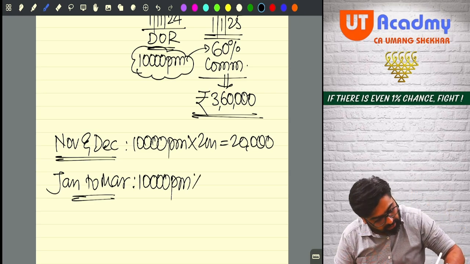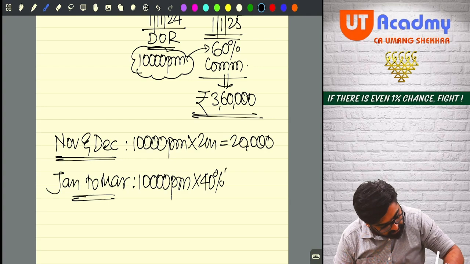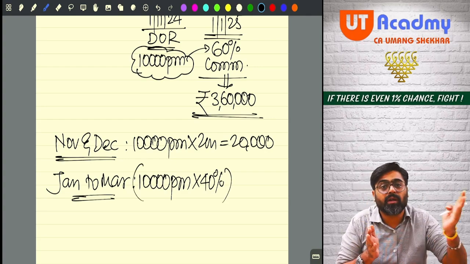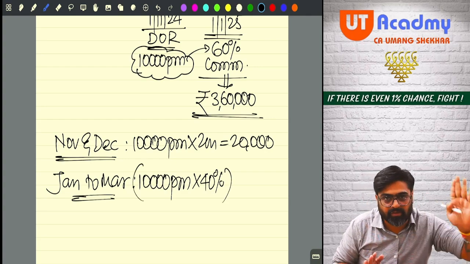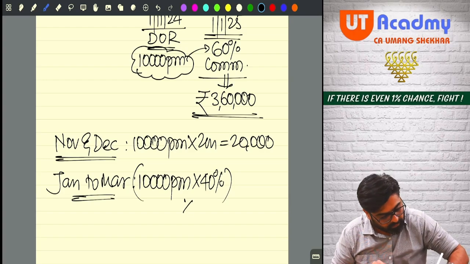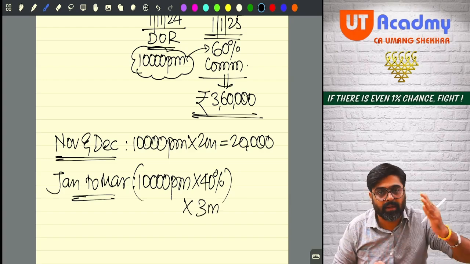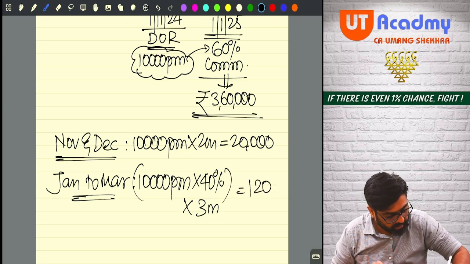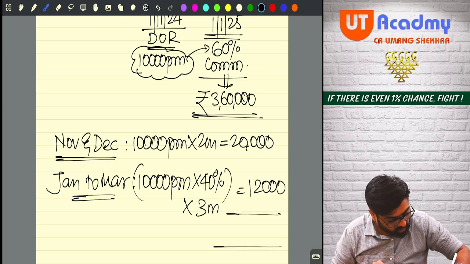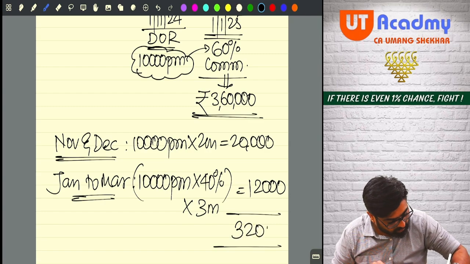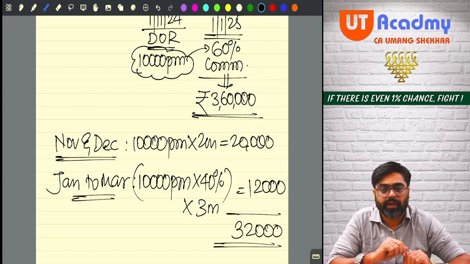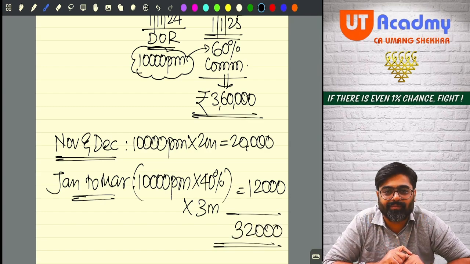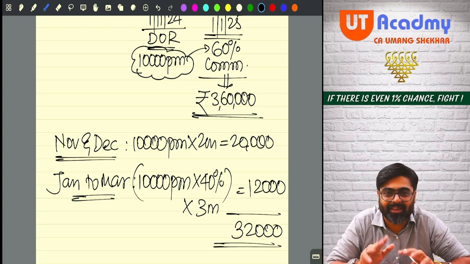So 10,000 into 40%, that is after commuting 60%, only 40% he is going to get. For how many months? For 3 months, Jan, Feb and March. So 4,000 into 3 will be 12,000. Can you do the total? 32,000. Friends, this 32,000 is what? Uncommuted pension for this year.